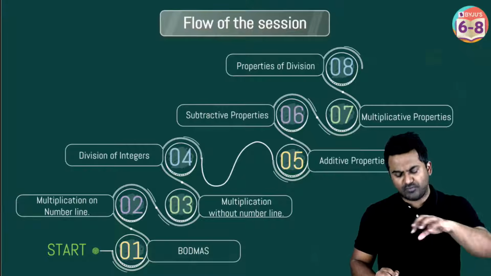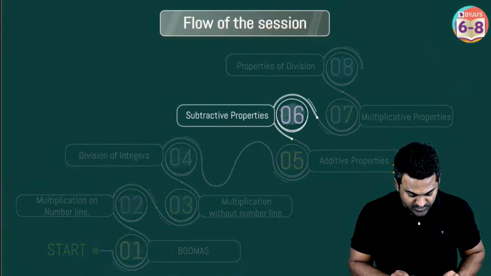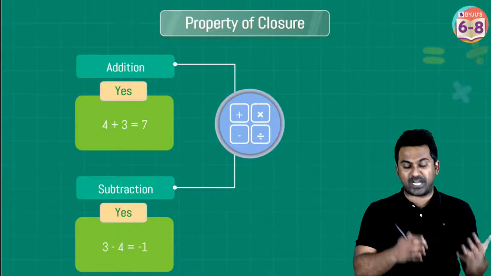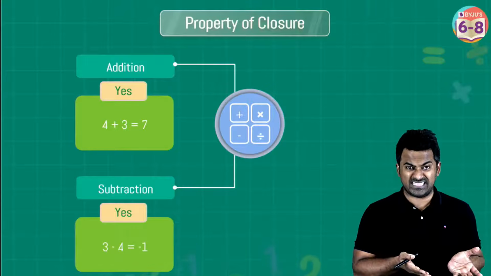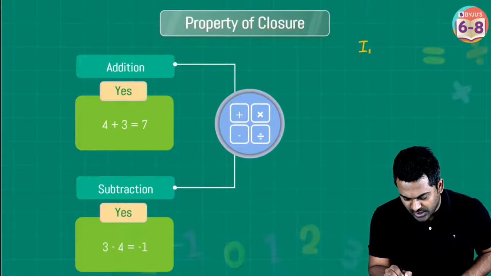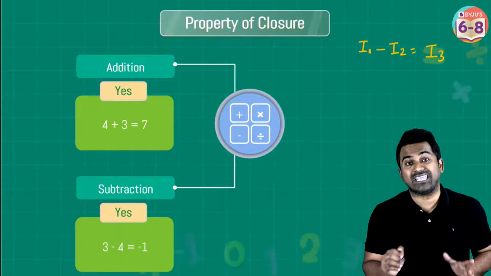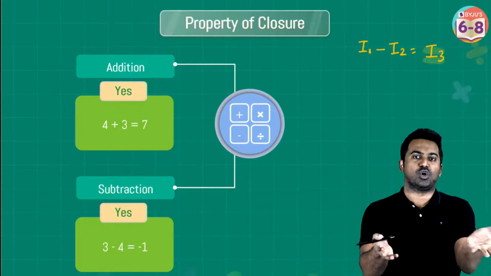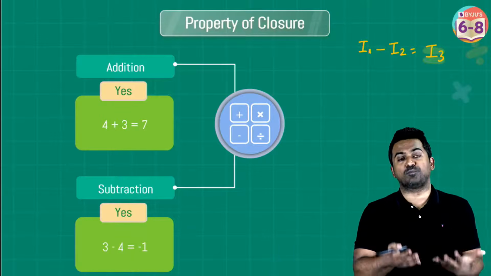Okay, now let's move on from addition to subtraction, and let's understand subtractive properties. First thing, let's try and understand if subtraction follows closure or not. How many of you say subtraction follows closure? Yes, I think subtraction will follow closure, right? Because from one integer, I remove another integer, the result is going to be an integer, right? It's not going to be a fraction or a decimal or something. So that's the reason why subtraction follows property of closure.